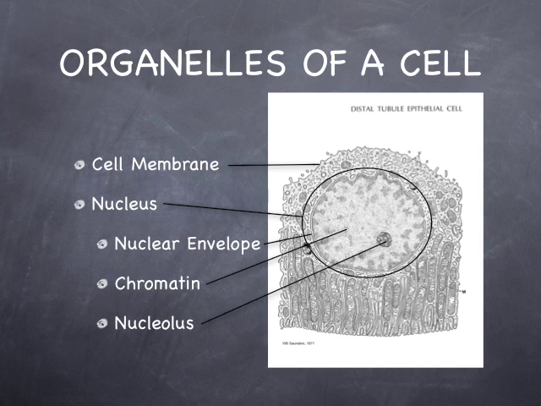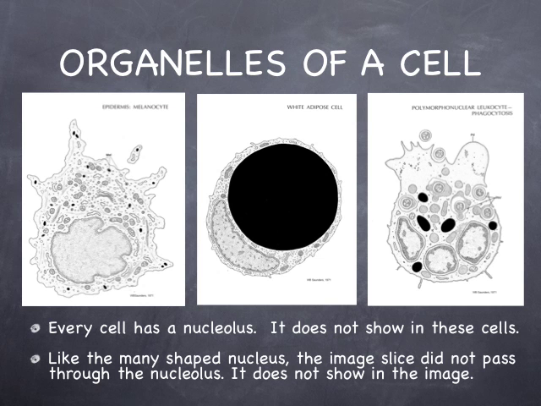Okay. On the leukocyte, everybody find a nucleolus there? Do you see the nucleolus here? Did this cell have one? Every cell has a nucleolus. It may not show in every picture. Why? Because this is a single slice, isn't it? And the slice may have gone through the cell at a place where the nucleolus wasn't.